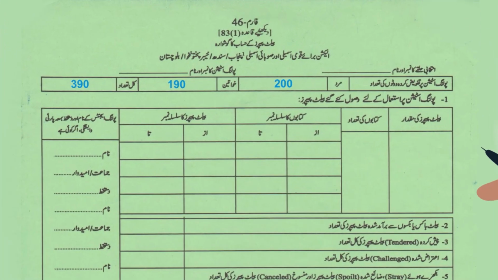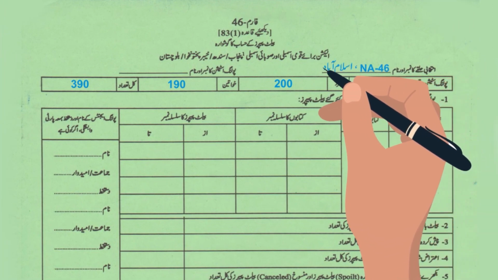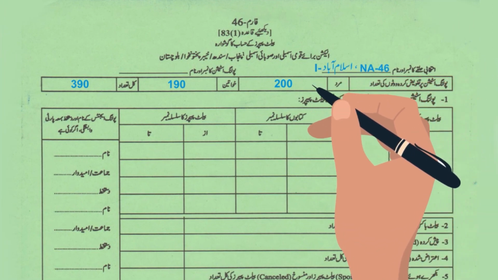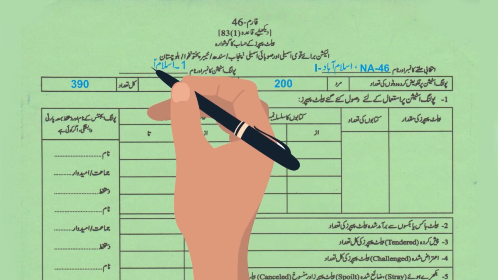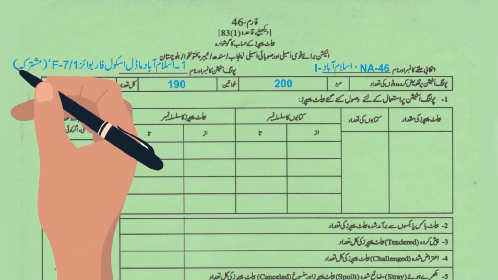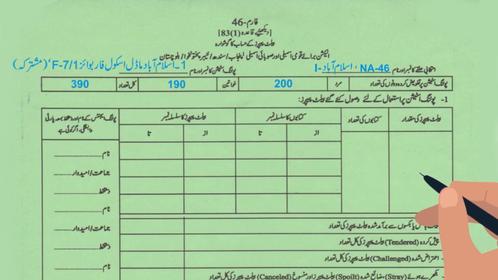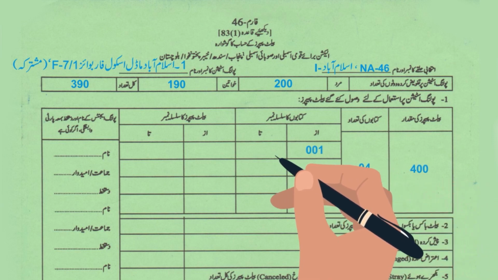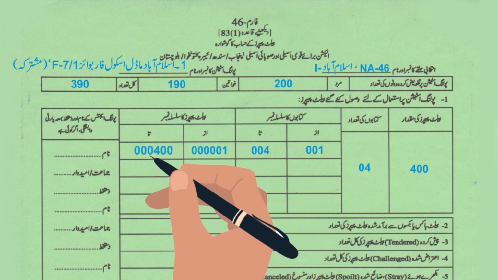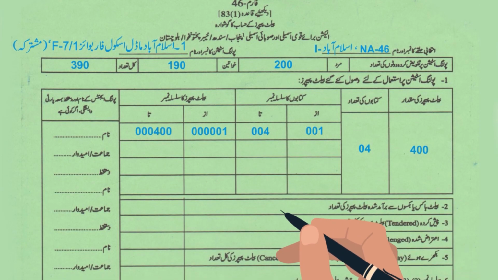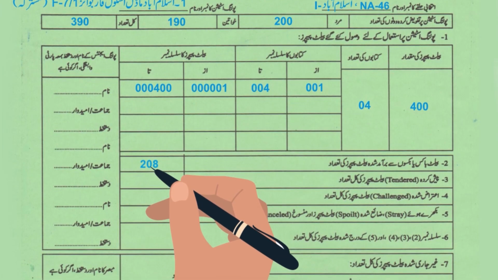Form 46 will be filled in as follows. Write down the name and number of the constituency in the space provided on top. Then write down the name and number of the polling station. In serial number 1, enter the number of ballot papers received from the RO before the start of polling, like this. In serial number 2, enter the total number of valid and excluded votes taken out of the ballot box.